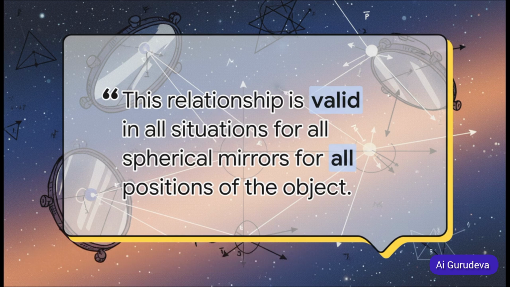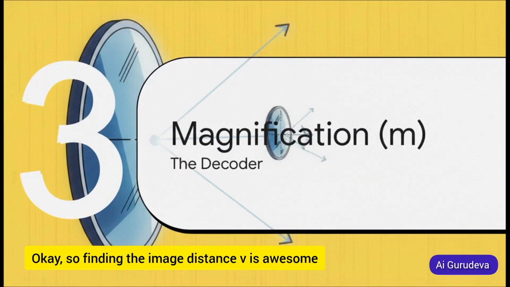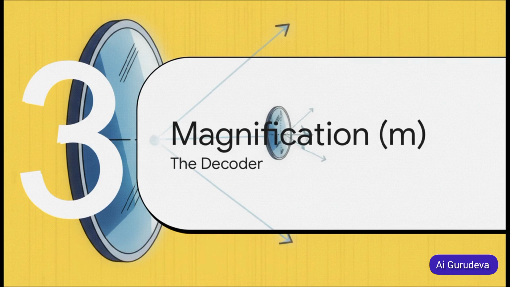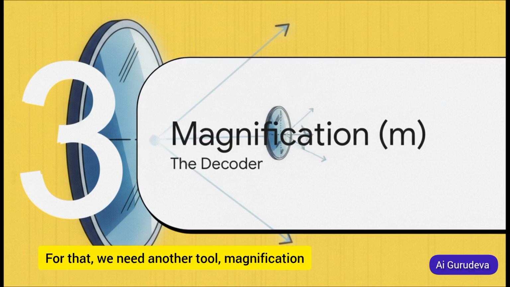That's its power. Okay, so finding the image distance v is awesome, but it's really only half the story, right? What does the image actually look like? Is it huge? Is it tiny? Flipped upside down? For that, we need another tool, magnification.